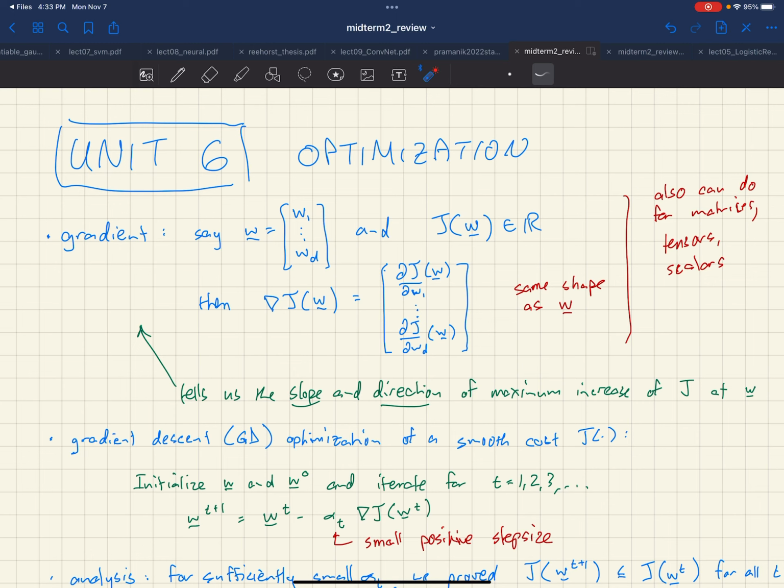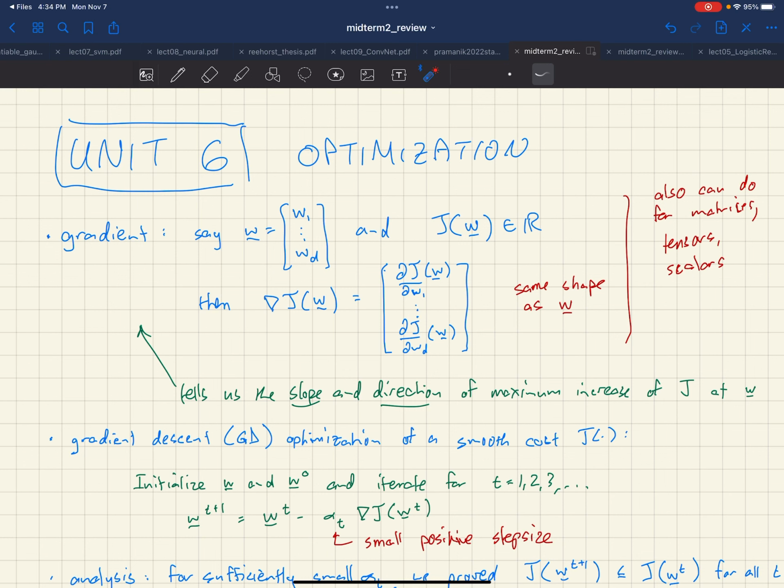Basically what it does is it tells us the slope and the direction of maximum increase of the cost at that parameter location W. And so we proved this notion. The slope would be given by the norm of this vector, and the direction you would get, if you just look at which direction this is pointing, that would tell you the direction to which you want to move to maximally increase your cost.